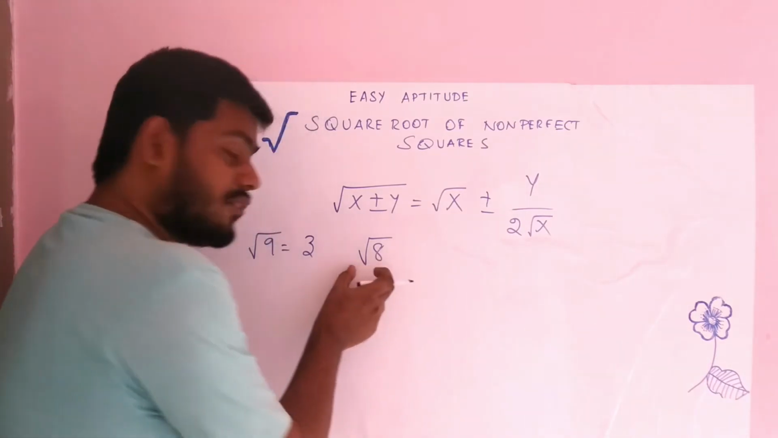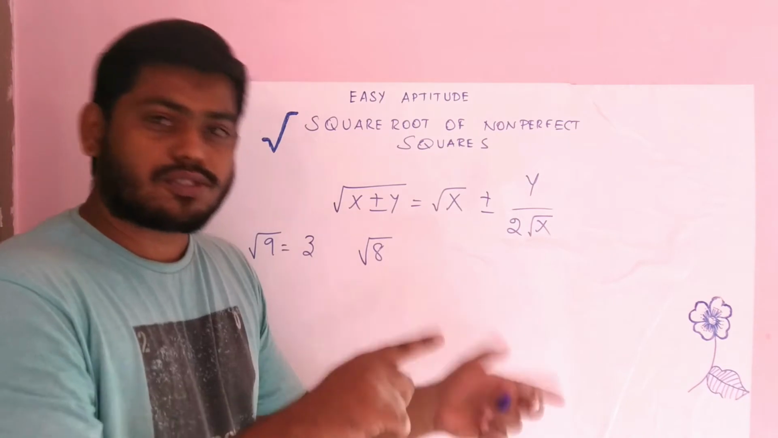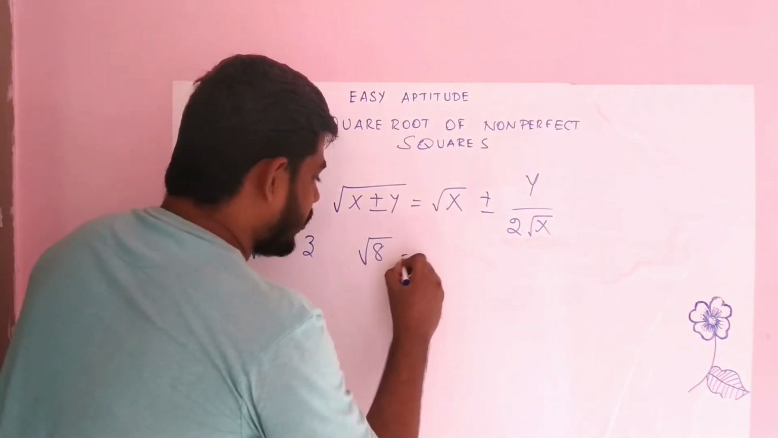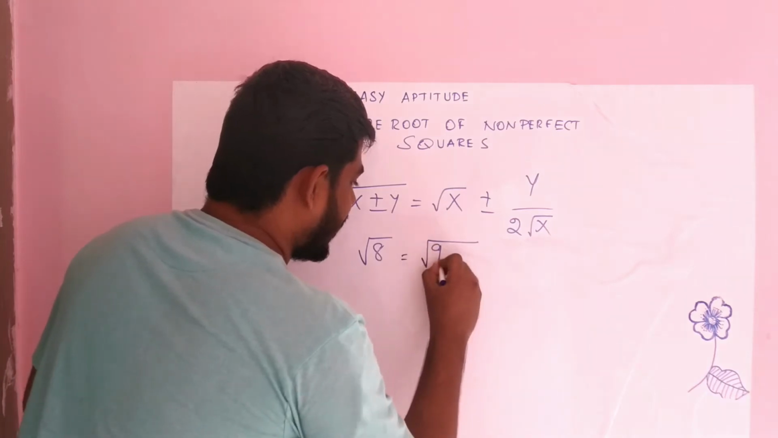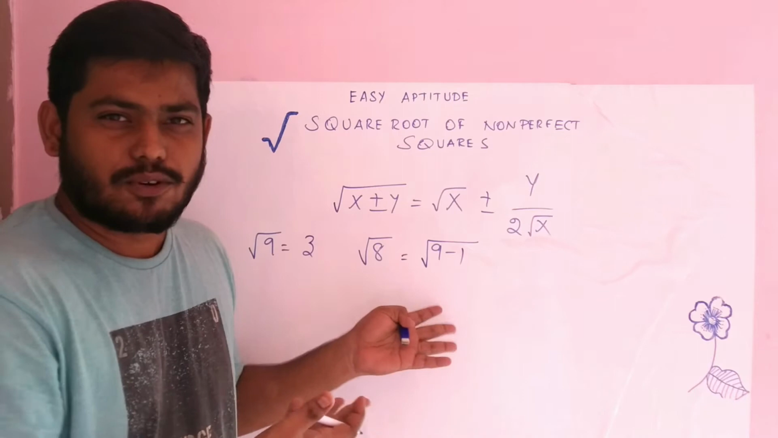Let's see, it is square root of 8. Now find out what is the closest perfect square nearest to 8. That is actually 9. So what I am going to do is square root of 9 minus 1, which is equal to square root of 8. Will you accept it? Yes, of course it is right.